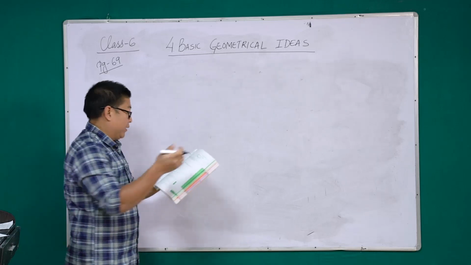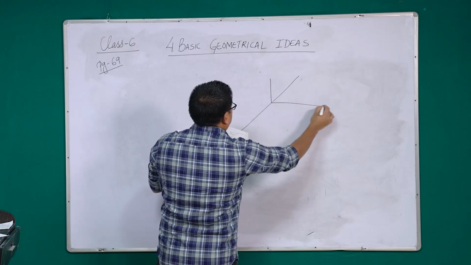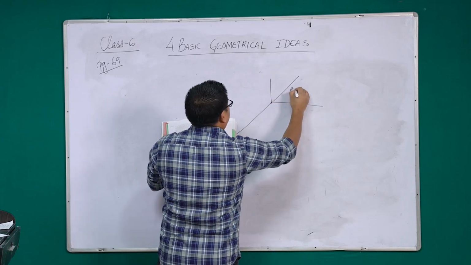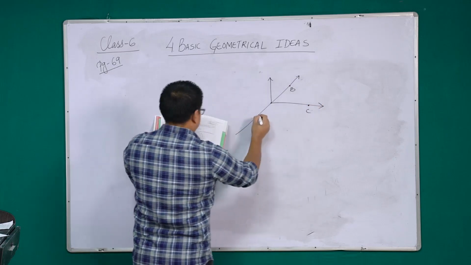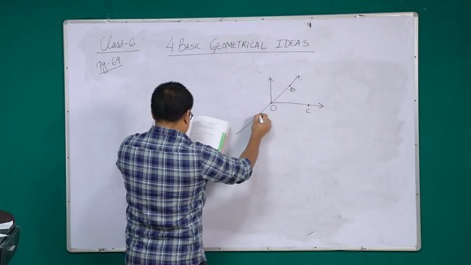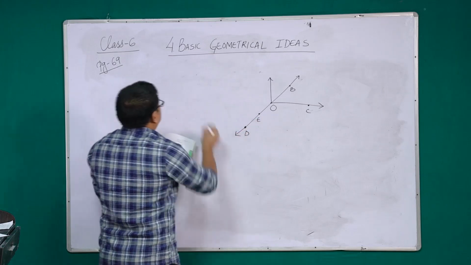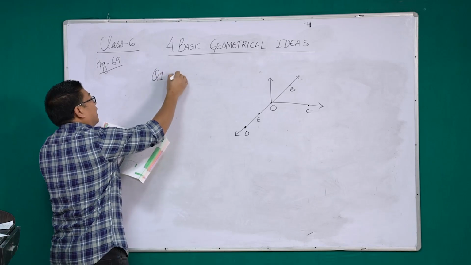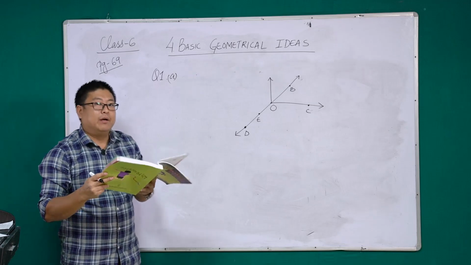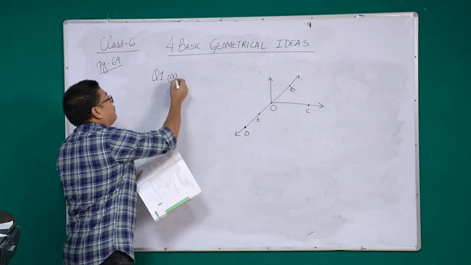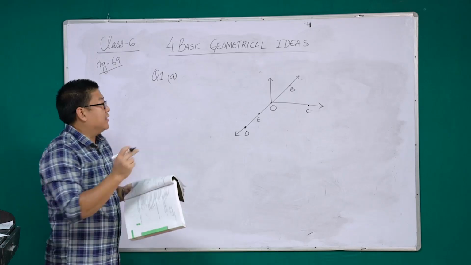They have given us a figure. I will draw the figure here. A figure in this manner. This point is O, this is E, this is D. Now this is question number 1, A. Now I will read the question. Use the figure to name. There are 4 questions given. The first question A, use the figure to name 5 points.